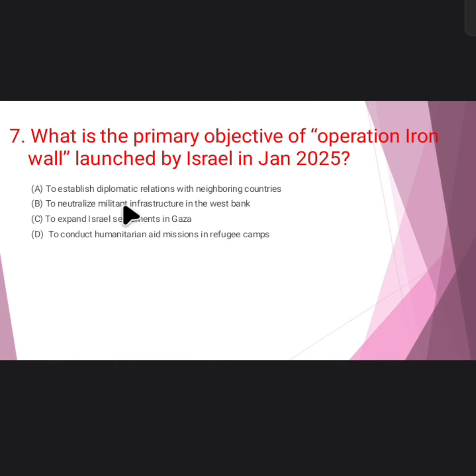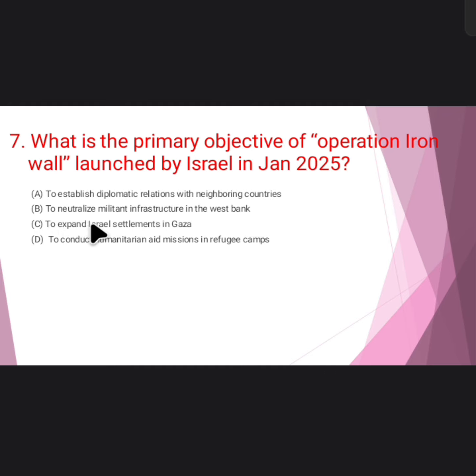Moving on to the next question, which is question number 7. What is the primary objective of Operation Iron Wall launched by Israel in January 2025? Option A, to establish diplomatic relations with neighboring countries. Option B, to neutralize militant infrastructure in the West Bank. Option C, to expand Israel settlements in Gaza. And option D, to conduct humanitarian aid missions in refugee camps.